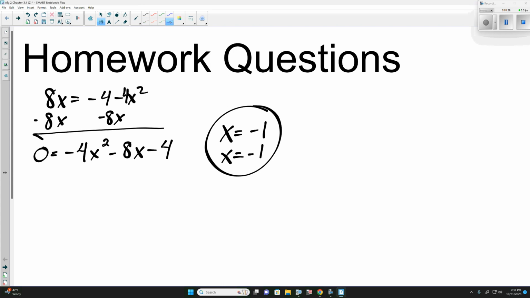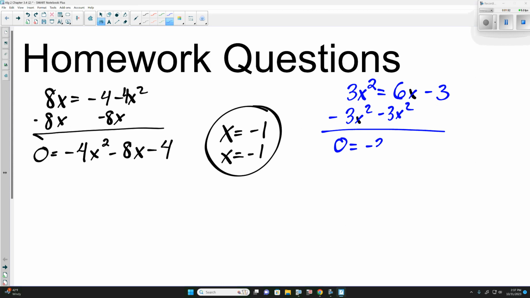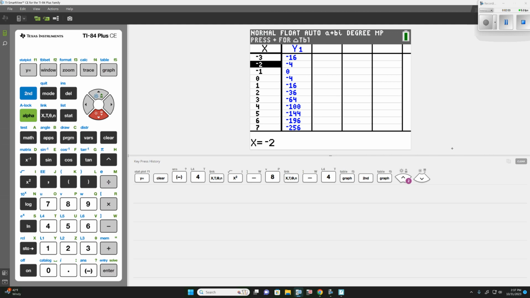What's the equation for number 8? It's 3x squared equals 6x minus 3. Get it equal to 0. I didn't know if 6 would be plus or negative. Plus or minus? Is 6x positive? Okay, yeah. That's what I thought. But it would be opposite.